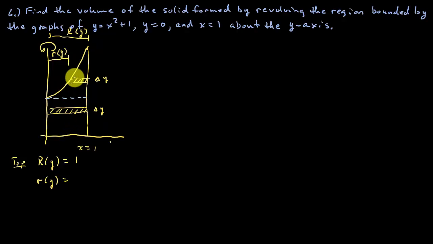Well, that's this curve, y equals x squared plus 1. So x squared is equal to y minus 1. So x is the square root of y minus 1. So that's little r, square root of y minus 1.